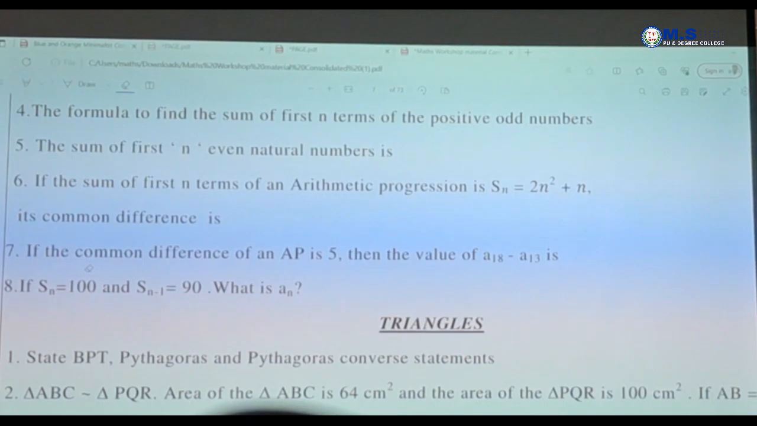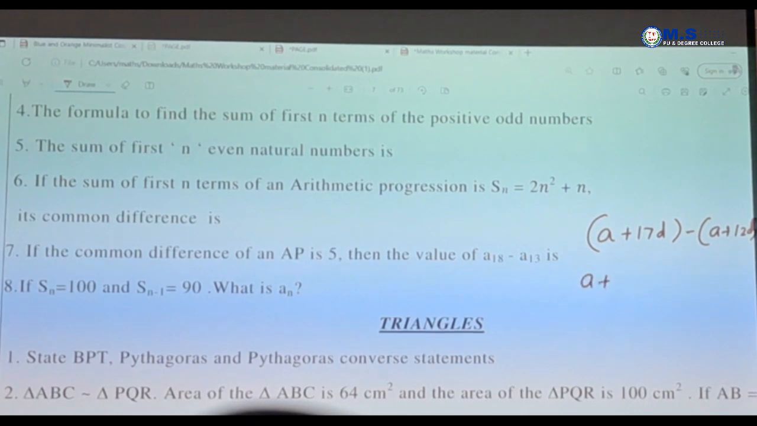If the common difference of an AP is 5, then find the value of A18 minus A13. Please check the question. If the common difference of an AP is 5, then the value of A18 minus A13. What is A18? A plus 17D, minus A plus 12D.